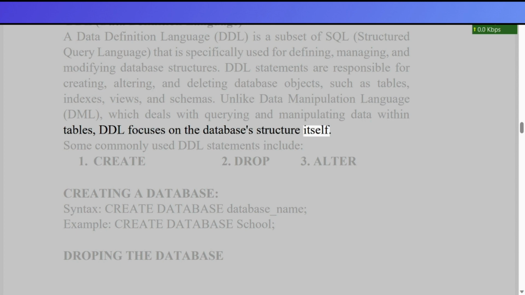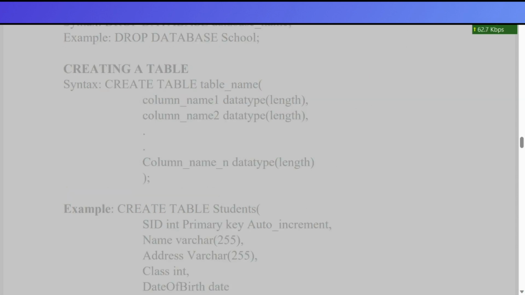Some commonly used DDL statements include 1. Create, 2. Drop, 3. Alter. Creating a database. Syntax: create database database_name. Example: create database school. Dropping the database. Syntax: drop database database_name. Example: drop database school.